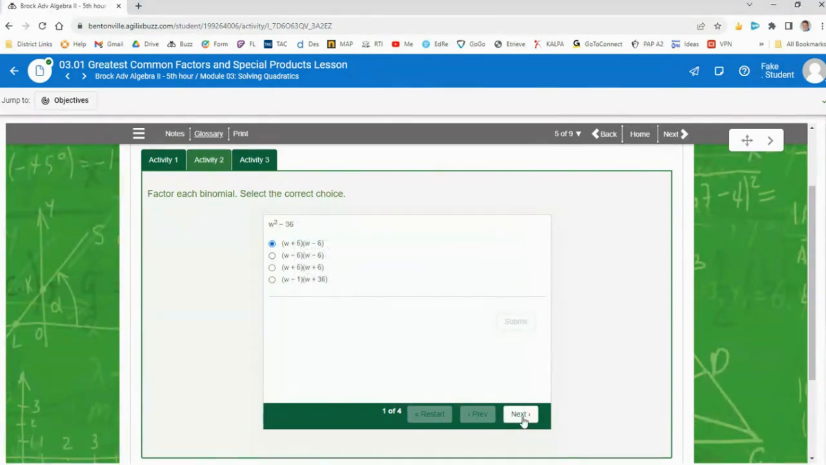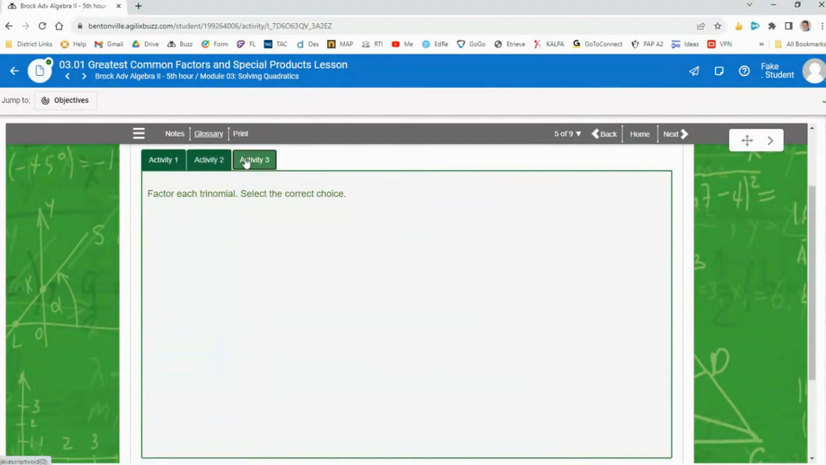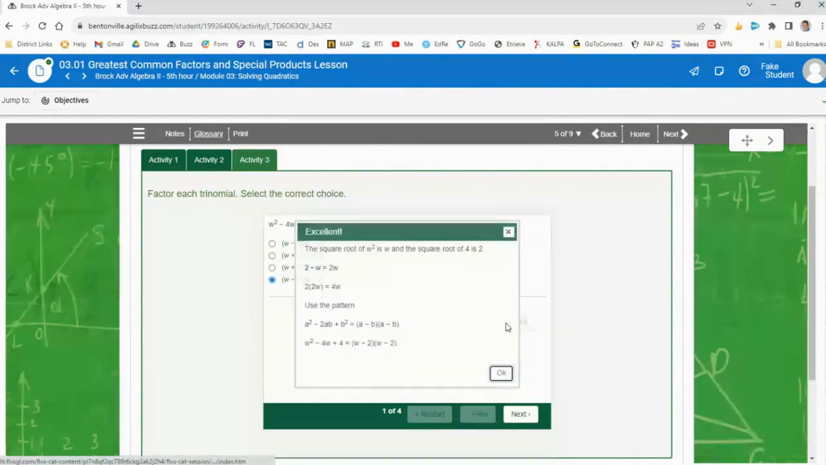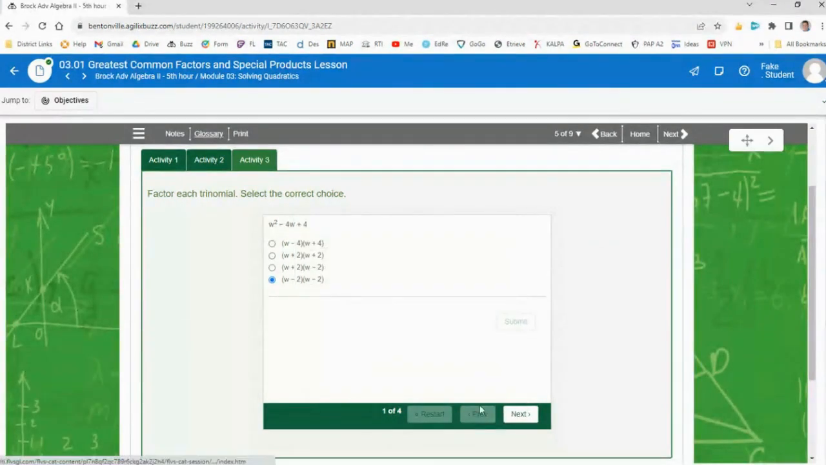Excellent. And then there's 4 problems there, so you can go through those. And then activity 3, factor each trinomial. Oh, that's a perfect square trinomial. So which one of those would that be? Submit. Excellent. And it's got 4 of those.